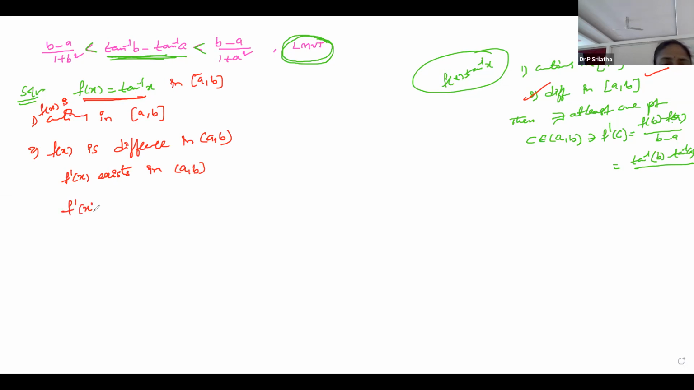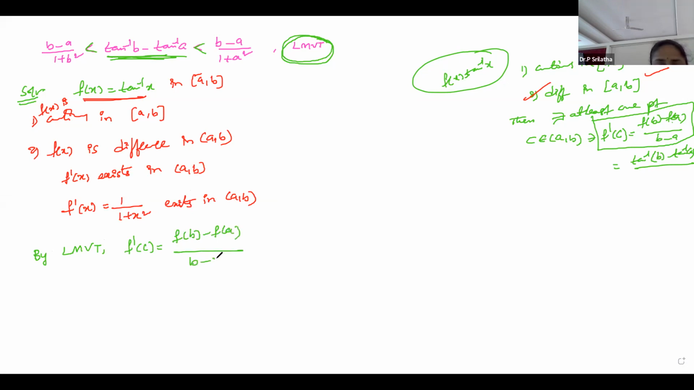f'(x) = 1/(1+x²). So 1/(1+x²) exists in the open interval (a, b), right? So what is the main formula here? I am using the main formula, so by Lagrange's mean value theorem, what is the main formula? f'(c) = (f(b) − f(a))/(b − a). Okay.